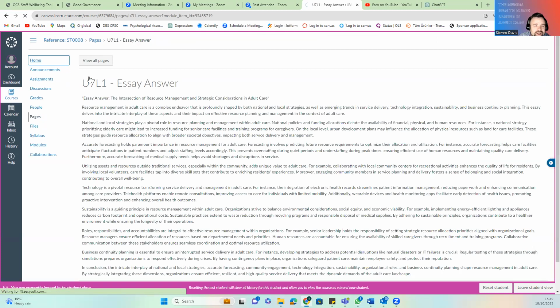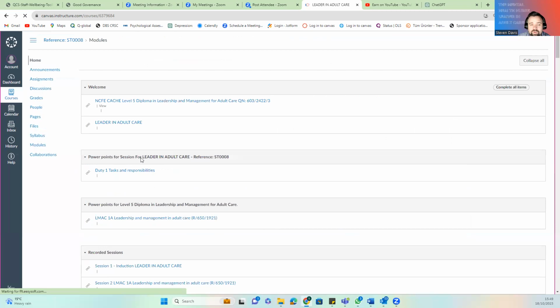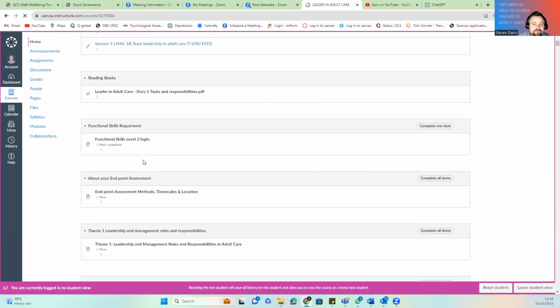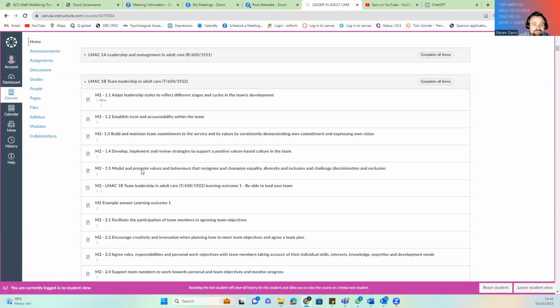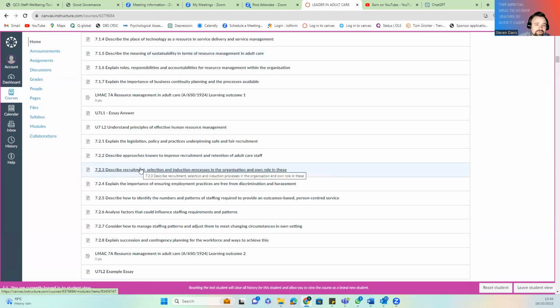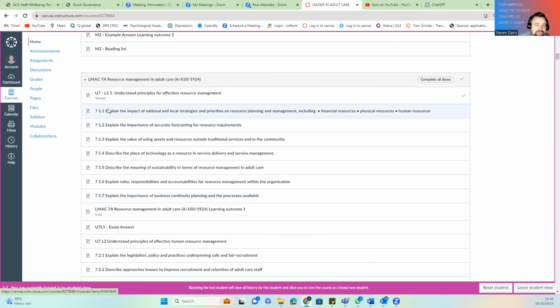And remember, the learning outcomes in which you are trying to demonstrate are 1.1, or 1.1. There you go. So you're covering those. So you need to explain the national and local strategies, explain the importance for forecasting resources, explain the value of assets and resources, describe the place for technology, describe the meaning of sustainability, explain the roles, and explain the importance of business continuity. So that's what you need to do there, and there's your answer.